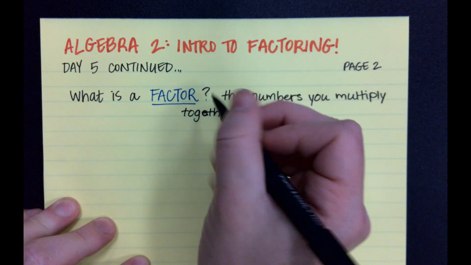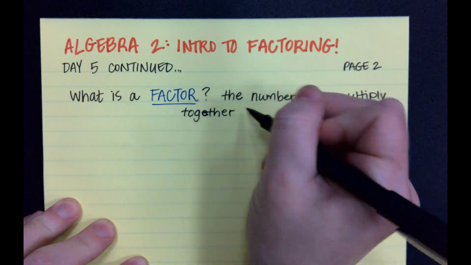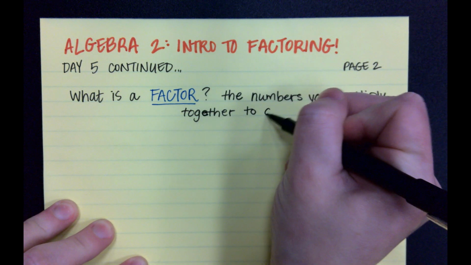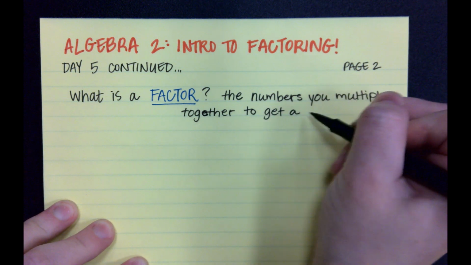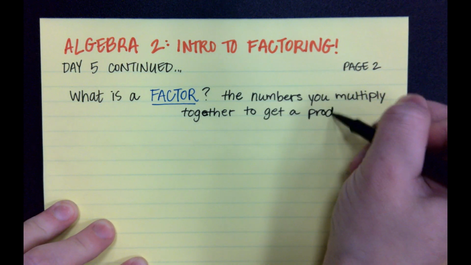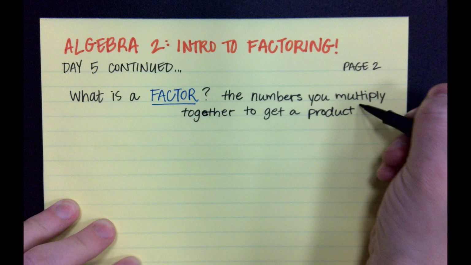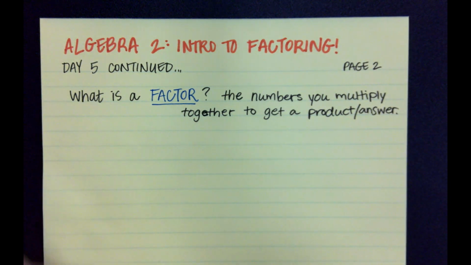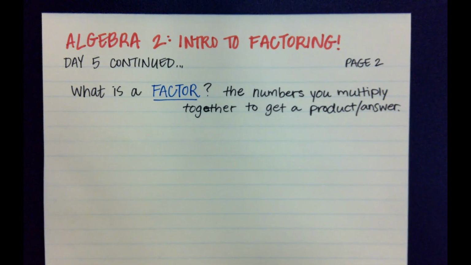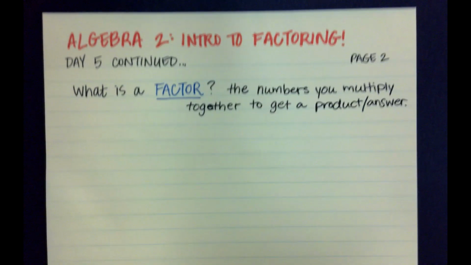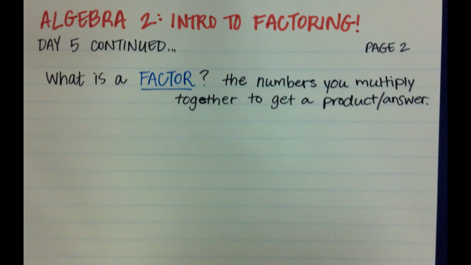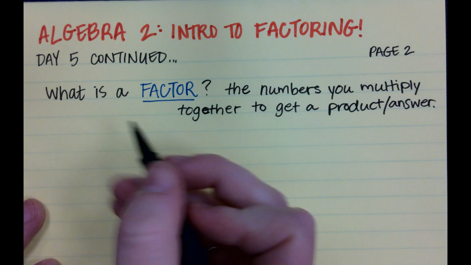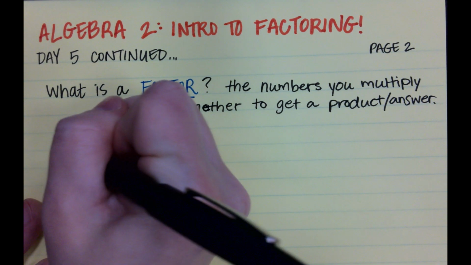The numbers you multiply together to get a product. So, for example, I'll give you guys a second to write. I'm going to write down here. Example.